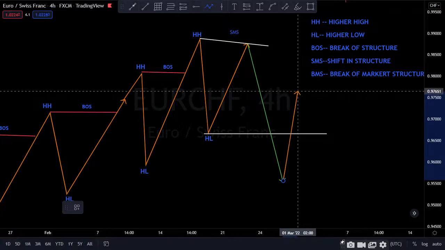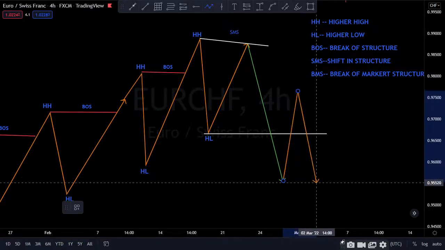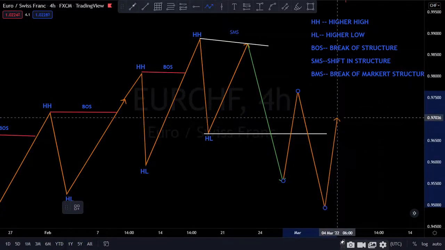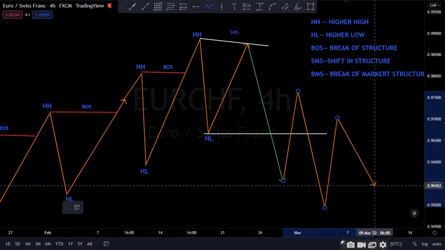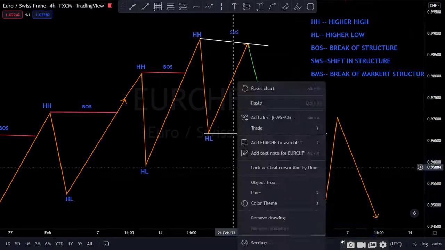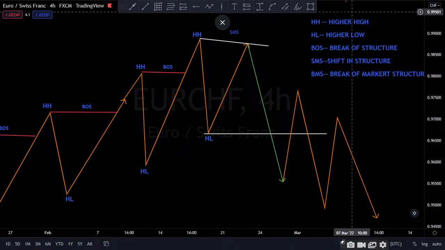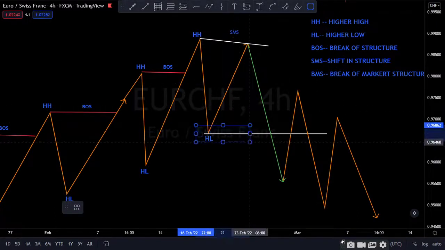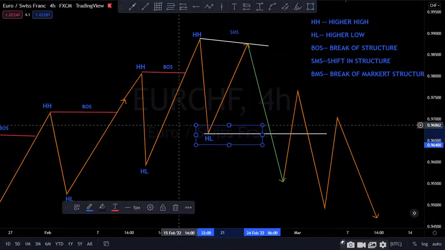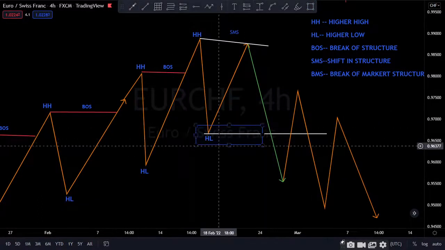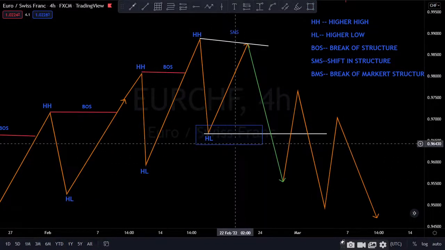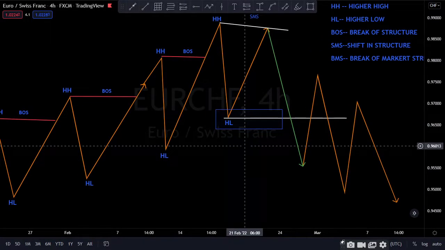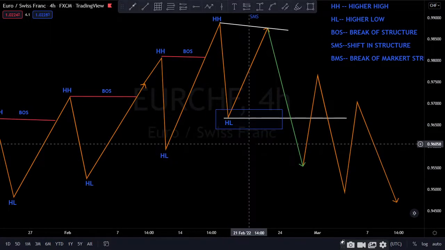So if the market is to continue, this is what it should do. It should come up for a retracement and then continue the expansion, come up for retracement and then continue the expansion. So this area is very, very important because it is the last zone. If we break this structure, it means that we have changed from bullish to bearish.